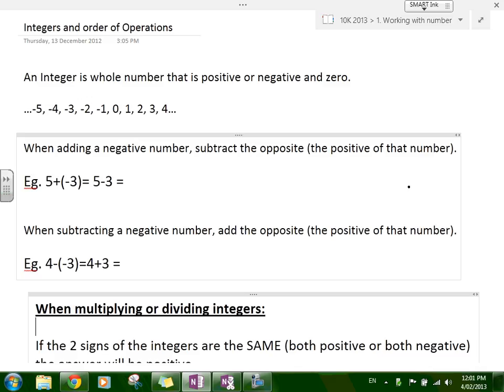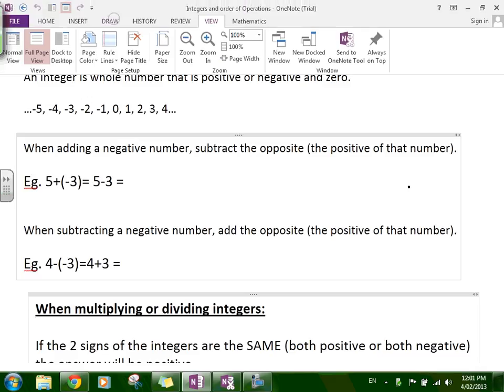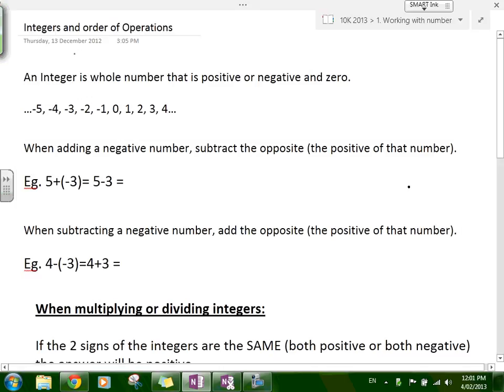When you add a negative number, you subtract the opposite of that number. What that means is if you're adding a negative, you change the addition to subtraction and the negative number to a positive number. In this case, we have 5 plus minus 3. So we change the plus to a minus and change the minus 3 to a positive 3. We all know what 5 minus 3 is. What's 5 minus 3? 2. So the answer to this one is 2. When you've got 5 plus minus 3, it's 5 minus 3, which equals 2.